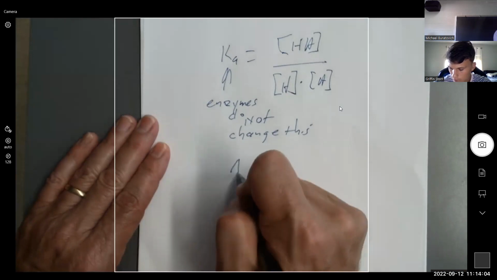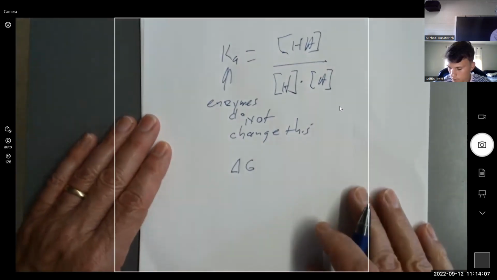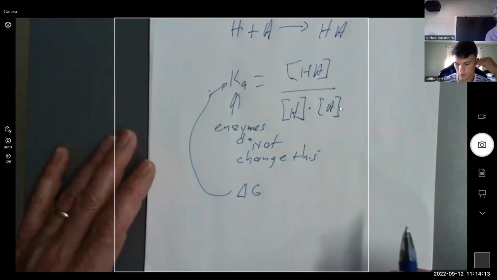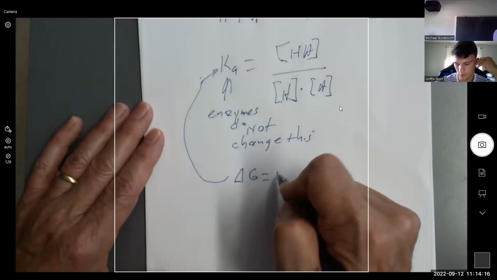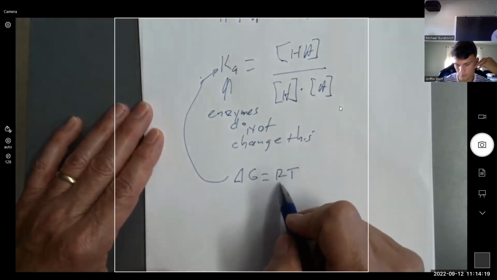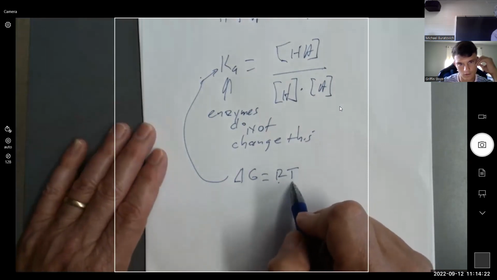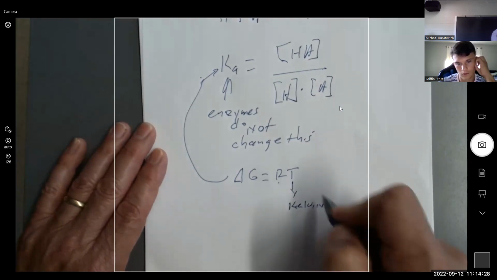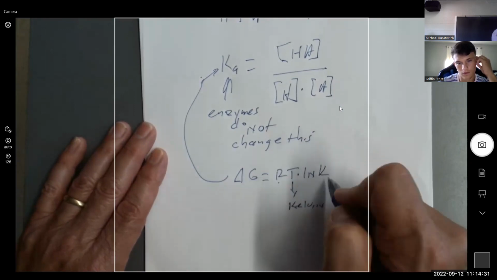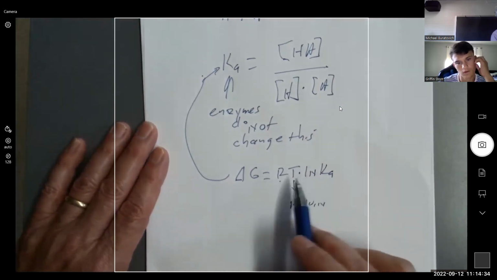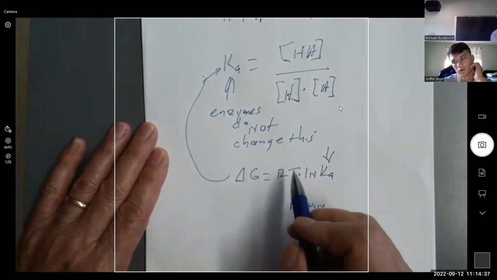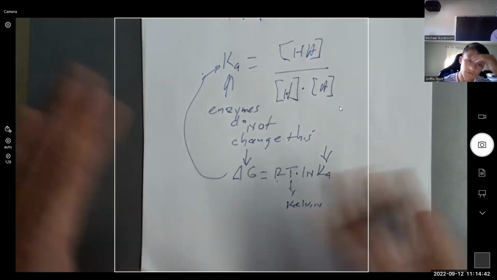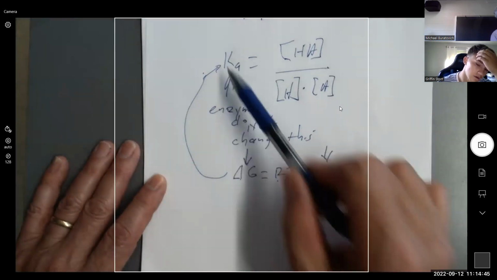And then there's something called the Gibbs free energy of a reaction. And the Gibbs free energy is related to this equilibrium constant. It's related by an equation that you don't have to know, but it's a gas constant times the temperature, and that temperature is in Kelvin, times the natural log of the reaction constant. And because this doesn't get changed, and because these are constant, enzymes don't change this either. So enzymes don't change inherent properties of the reaction.